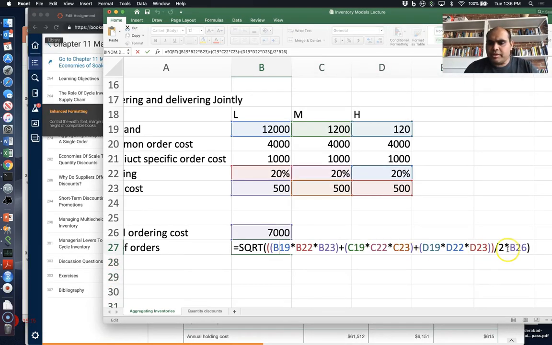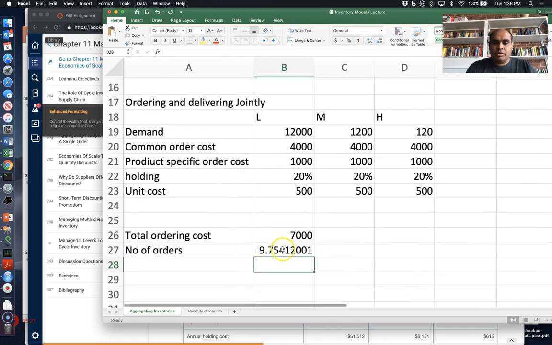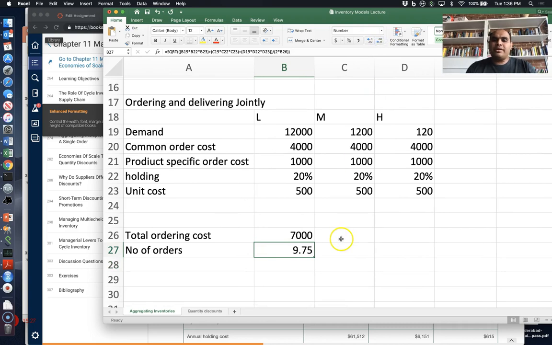I think it's a matter of parenthesis. Yep, it is a matter of parenthesis right there. Okay. Right, 9.75. Sorry, the number of orders should be 9.75. So we'll be ordering 9.75 times a year approximately, which means that in the 10th order, 75% of the 10th order is part of this year, while 25% of the 10th order will be part of the next year. So that's what you do, total number of orders.